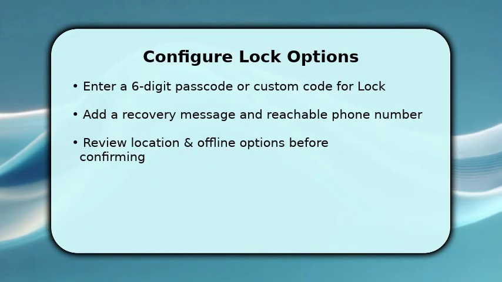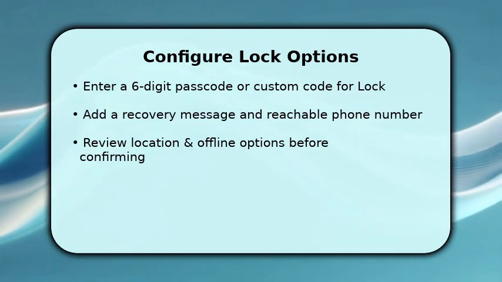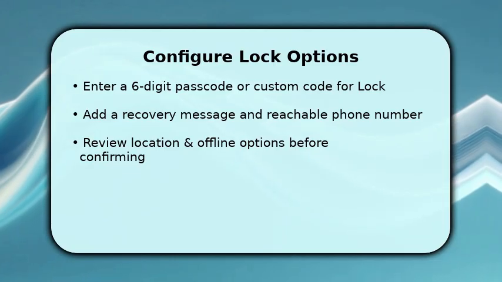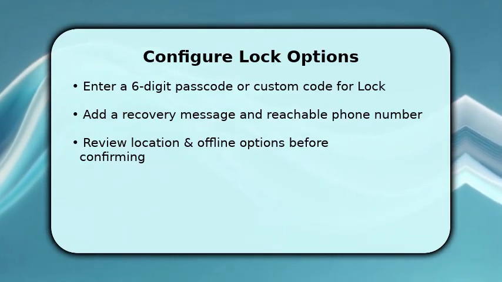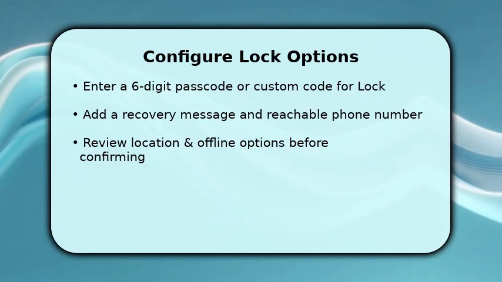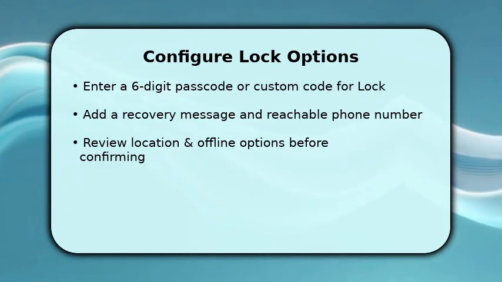Now, you set the lock details. Enter a secure passcode that you don't use elsewhere and type the recovery message with a reachable phone number. Once done, verify whether you want to enable location for tracking. Make sure to allow Find My to attempt locating the device even if it's offline.